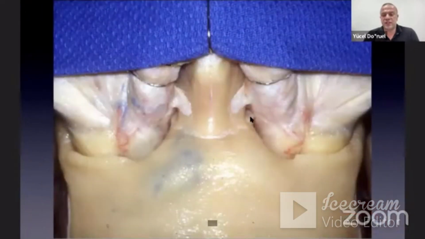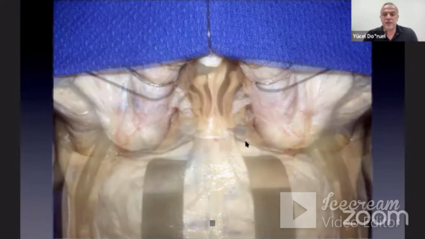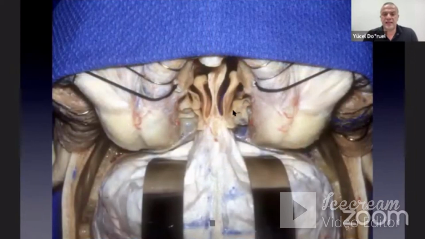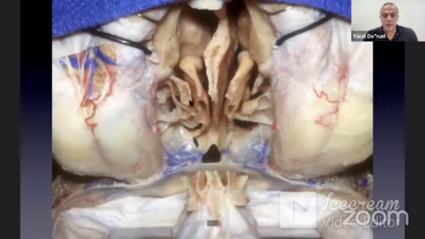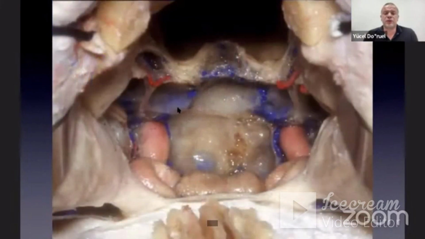Here I want to show a different perspective of the ethmoidal sinuses. You can see here a cadaver. These are the orbits, frontal bone, and nasal bone. When we remove the nasal bone, we can see here the ethmoidal air cells bilaterally. As you see, they are medial to the orbit, lateral to the middle nasal concha, and the sphenoid sinus is just posterior to them.